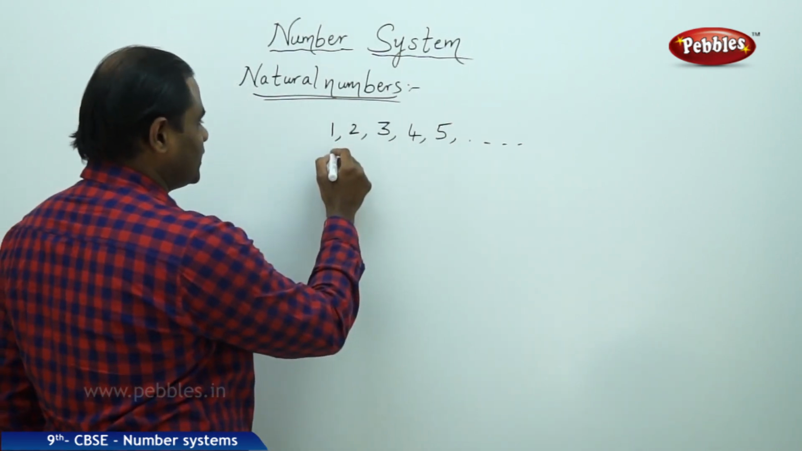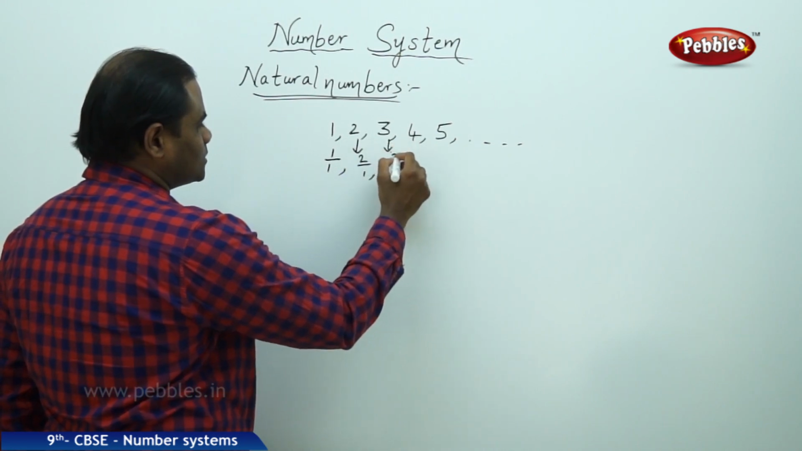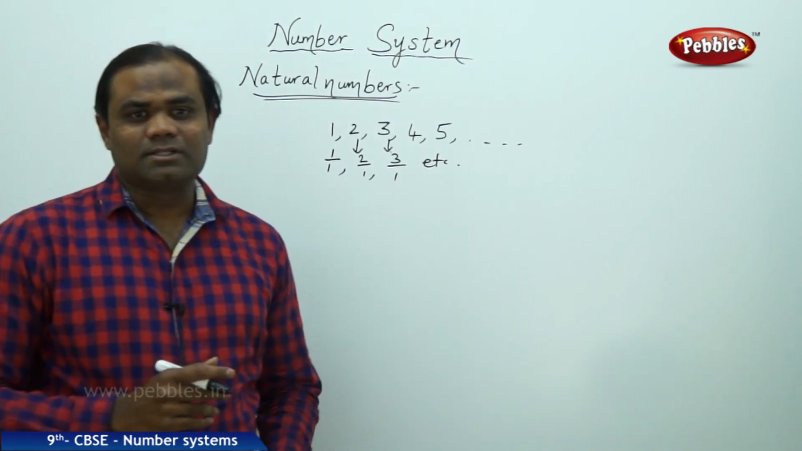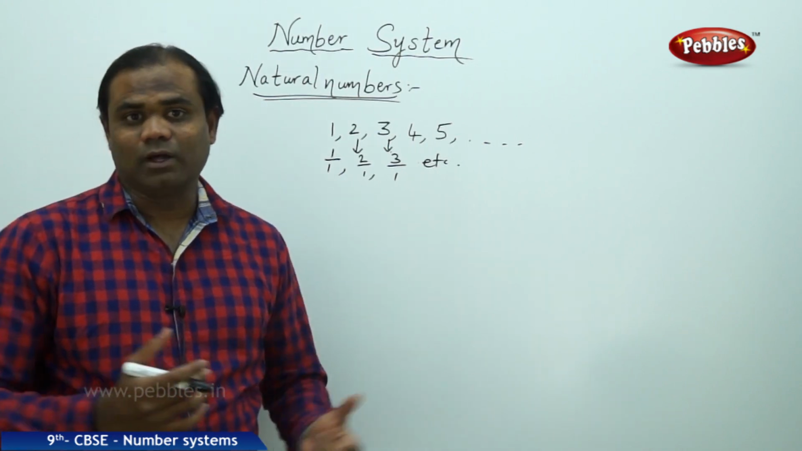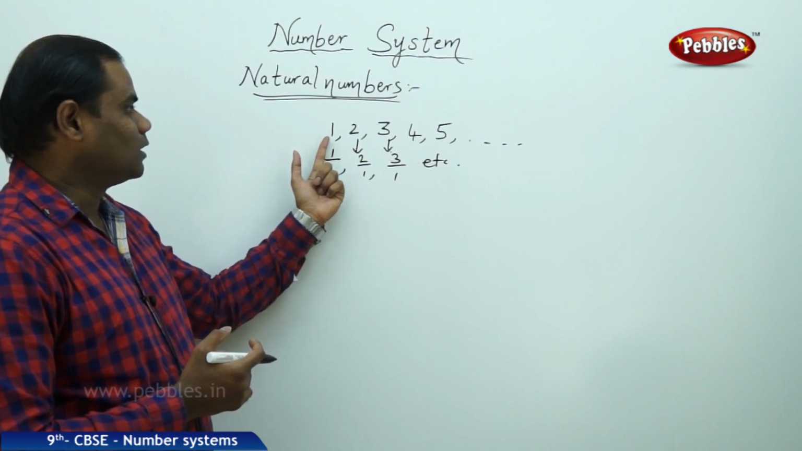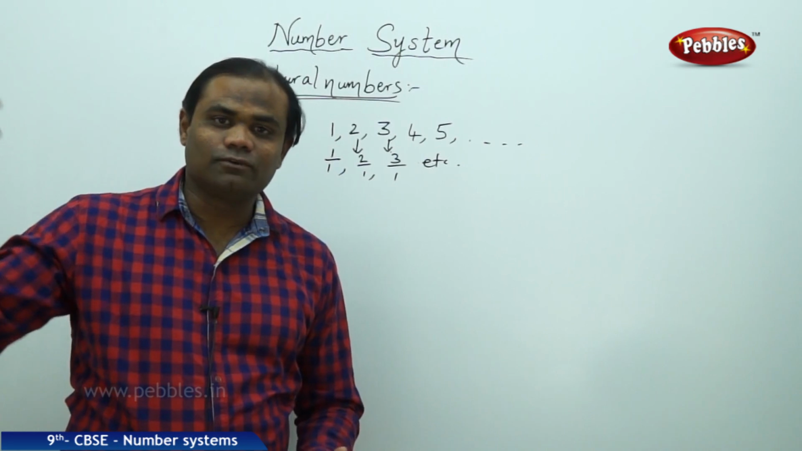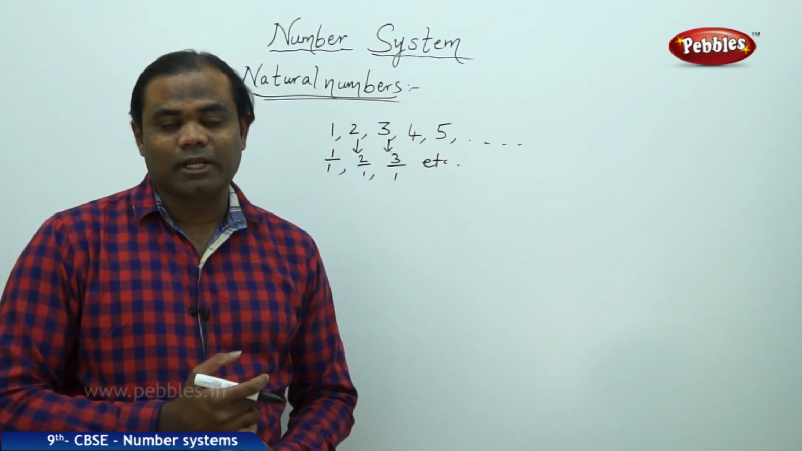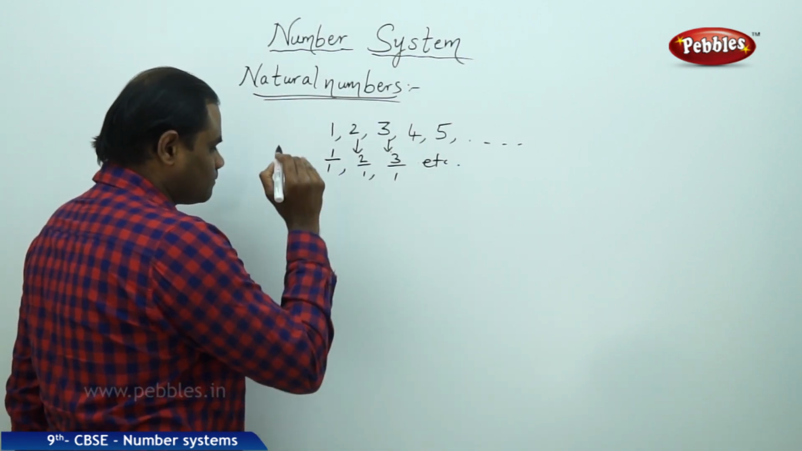Say for example, I can write this as 1 by 1, and this as 2 by 1, this as 3 by 1, and so on. So natural numbers cannot be expressed in fraction form other than with denominator being 1. And the numbers which are positive and start with 1, so 1, 2, 3, 4, 5, 6, 7, 8, and so on till infinity, are called natural numbers. And usually the natural numbers are denoted by capital N.